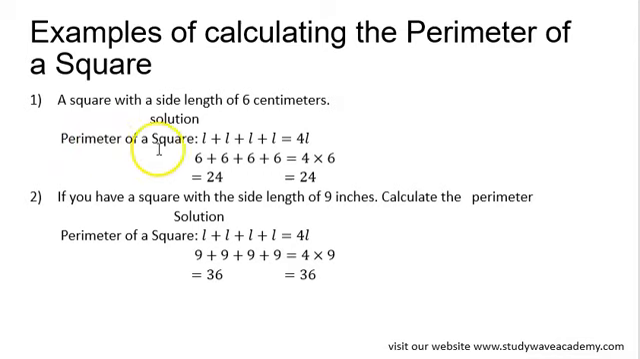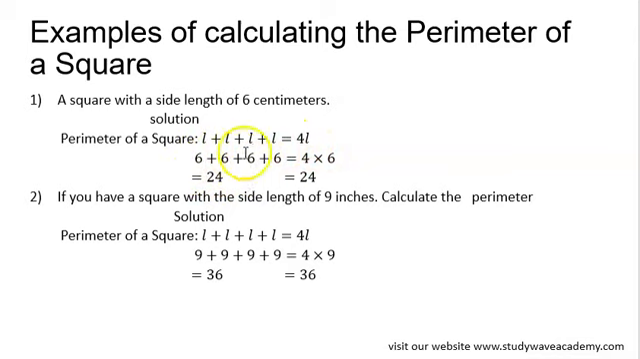So we have to write out our formula first, and when we have written our formula, it's L plus L plus L plus L, which is the length plus the length plus the length plus the length. Or we can write it as 4L. Okay? Then what do we do next? We impute our numbers into the formula. We have 6 plus 6 plus 6 plus 6. The length is what? 6. Or we can write it as 4 times 6. The L is 6, which is the length. So we can write it as 4 times 6.